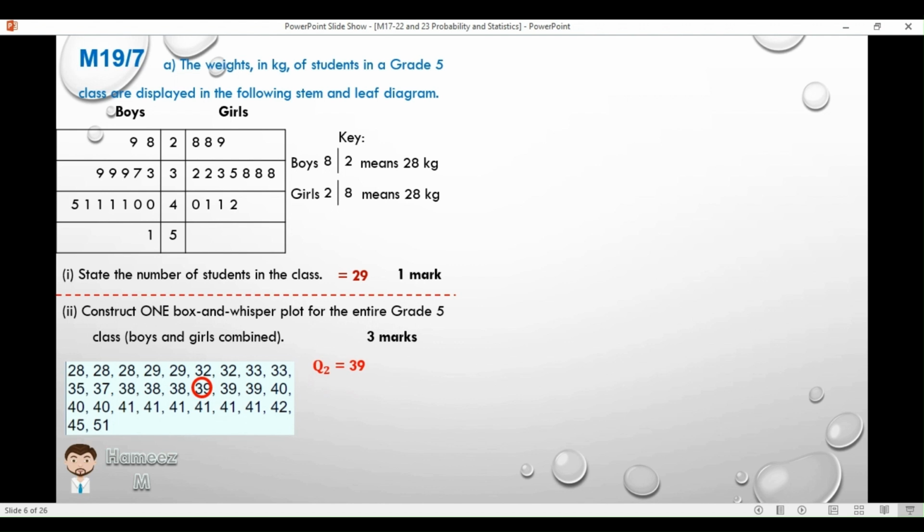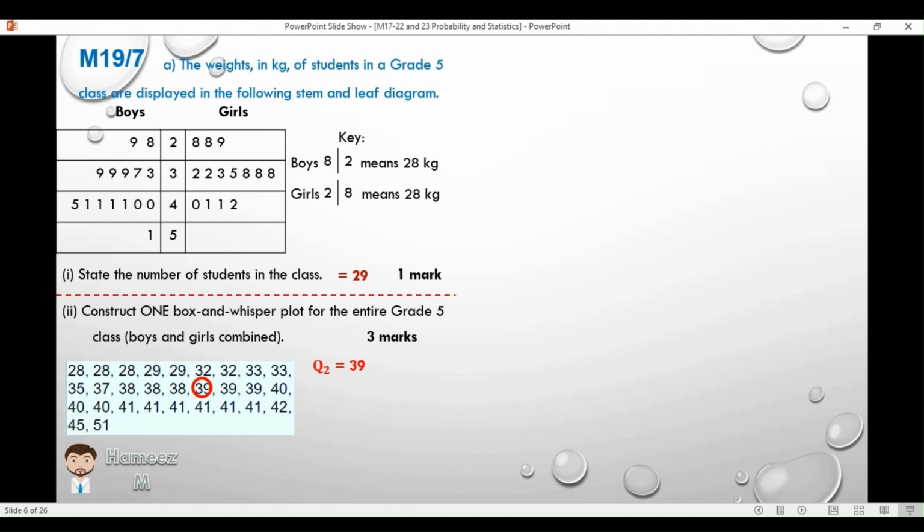Now we had 29 terms in all, and we now split it into two. So we have 14 terms before the 39, before the median. And if we want to get the middle of 14 terms, remember 14 is an even number, we'll end up with two terms in the middle. So the middle of 14 is 7. So the two middle terms will be the 7th term and the 8th term.